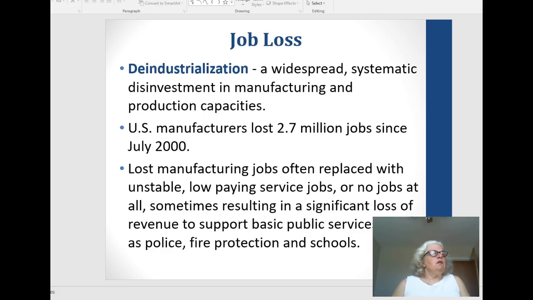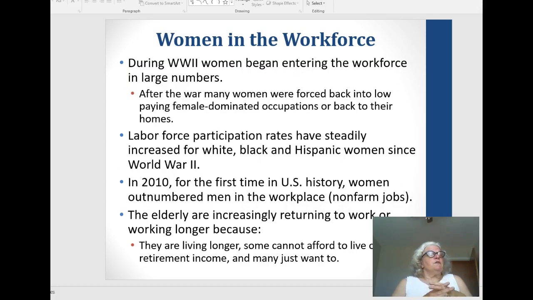And there was a significant job loss, a deindustrialization still going on in this country today. U.S. manufacturers lost more than 2.7 million jobs since 2000. And they were often replaced by unstable, low-paying service jobs. So especially consumer jobs, like working at Walmart, tourist jobs, summer jobs, service jobs in the food industry as well. We've noticed significant differences too in the workplace, women in the workplace.